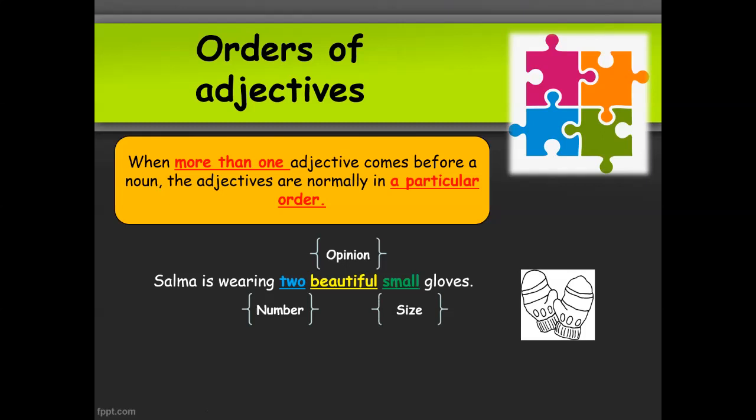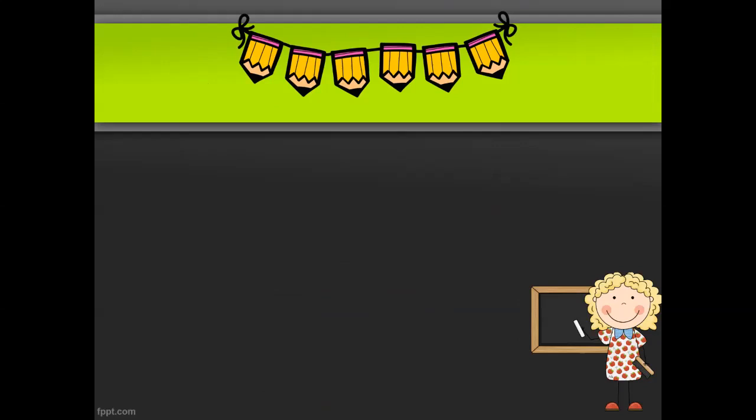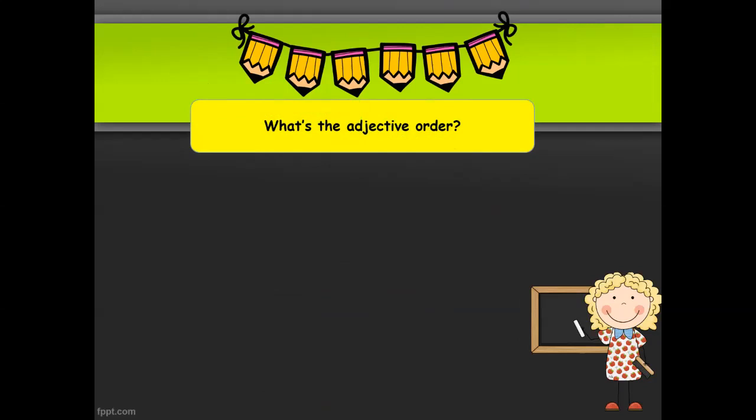Okay, what about if a person wants to use it this way? Selma is wearing small, beautiful, two gloves. Now you can think and just say it's correct, but actually it's not. It's an incorrect sentence. Now, if you want to follow the order of adjectives, you have to look at this table first. What is the adjective order?